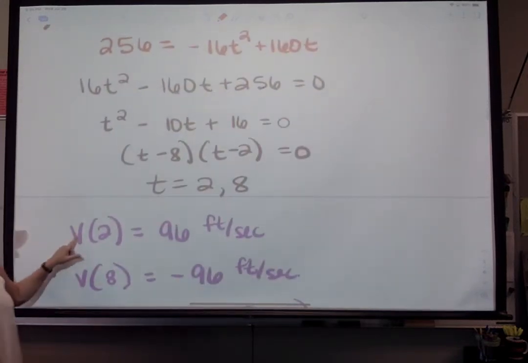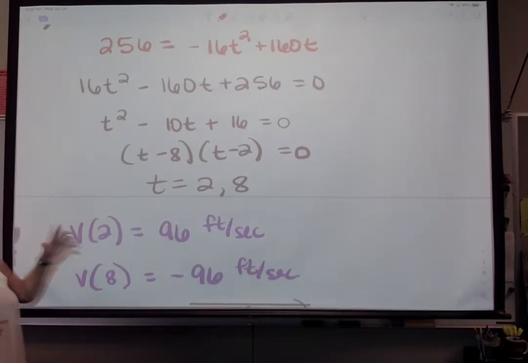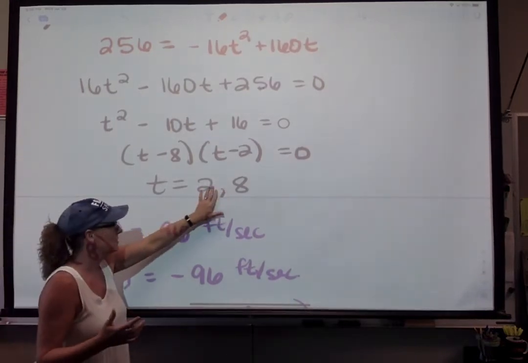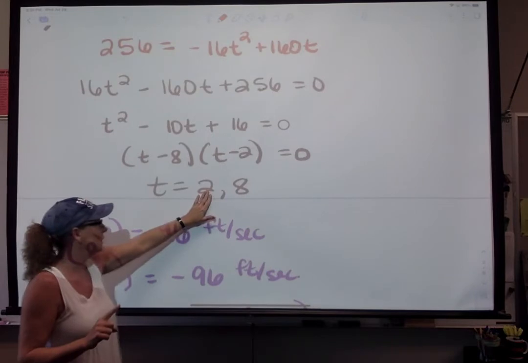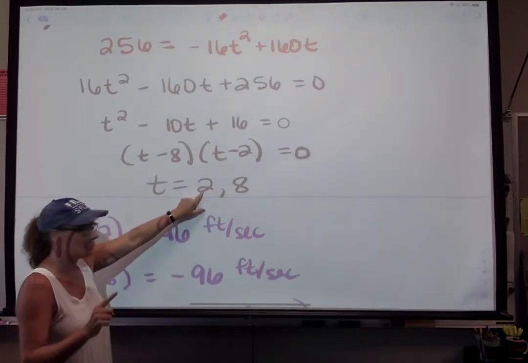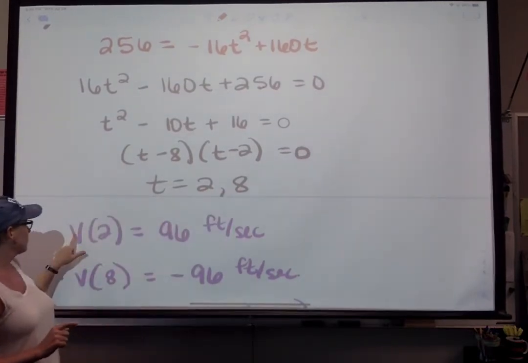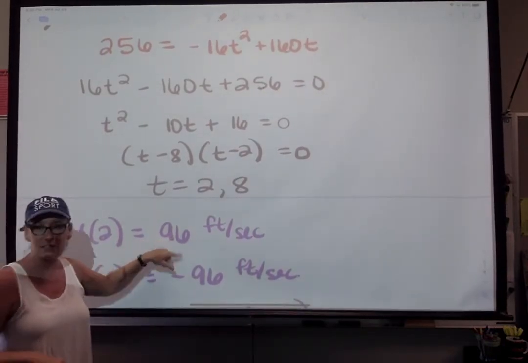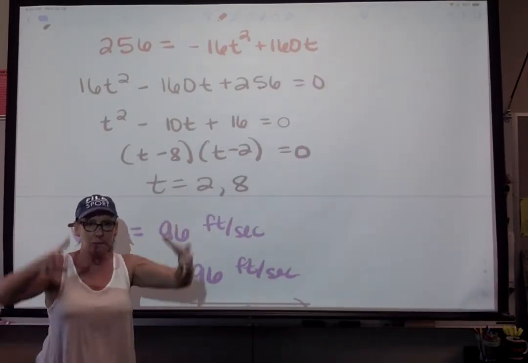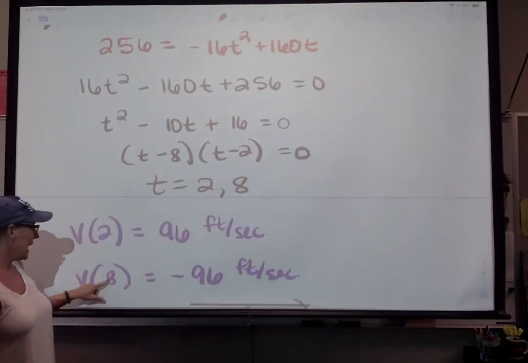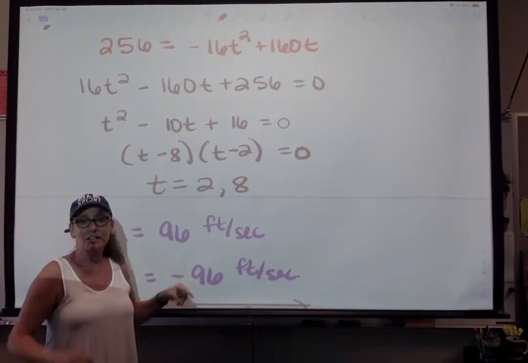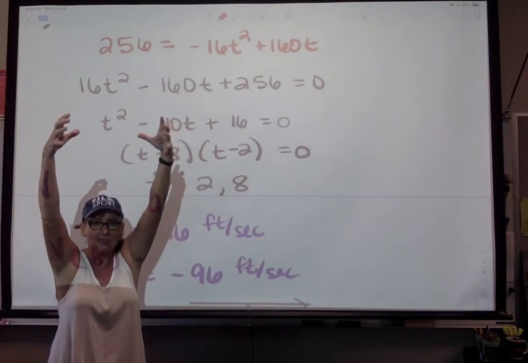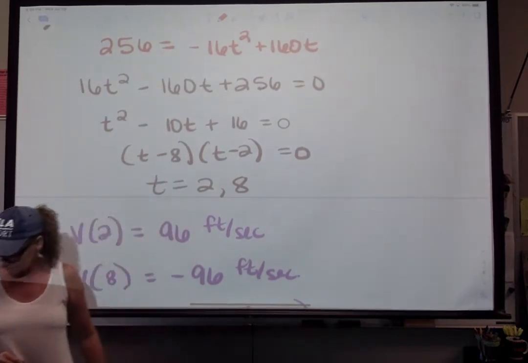So, the velocity, it's asking for, I know how high it was, how fast was it going right then. So the velocity at 2 seconds, I just plugged it in, was positive 96. Makes sense, it's on its way up, positive velocity. At 8 seconds was negative 96. That makes sense. At 8 seconds, it was on its way down, negative velocity.